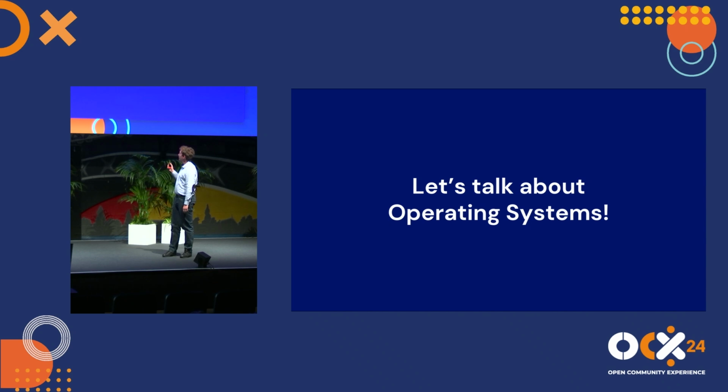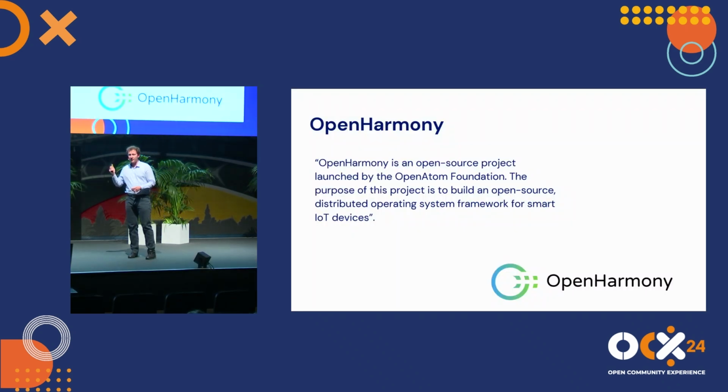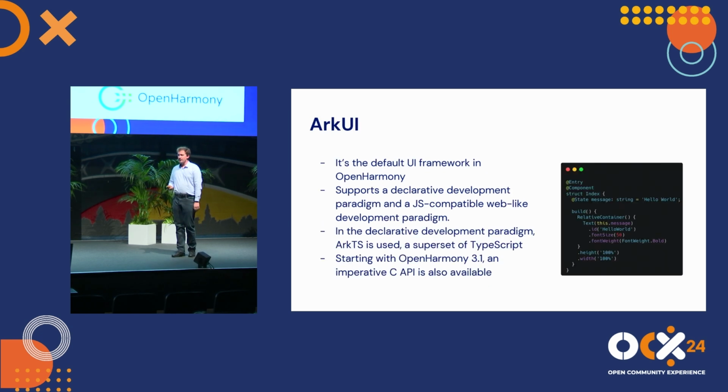But that's it for React Native, and let's talk now about operating systems. So first, OpenHarmony. I won't go into much detail because there have been other talks talking about it. But generally, it's an open source project launched by the OpenAtom Foundation. And the goal is to build an open source distributed operating system framework for smart IoT devices, for different IoT devices, because you could have a fridge running OpenHarmony, you could have a car running OpenHarmony, and you can have mobile phones running OpenHarmony. And on OpenHarmony, you have ArkUI.